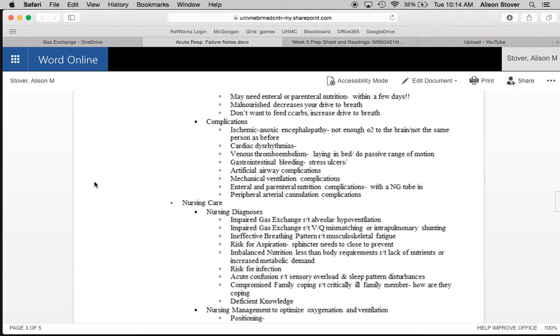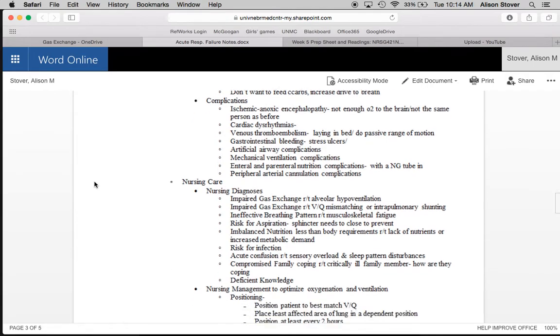Artificial airway complications: ventilator-acquired pneumonia is a huge complication in intensive care units. So oral care is very, very important. Make sure the head of the bed is sat up while your patient's being ventilated. Make sure tube feeding is turned on hold before you reposition a patient. Patient will be on some sort of PPI to prevent reflux.